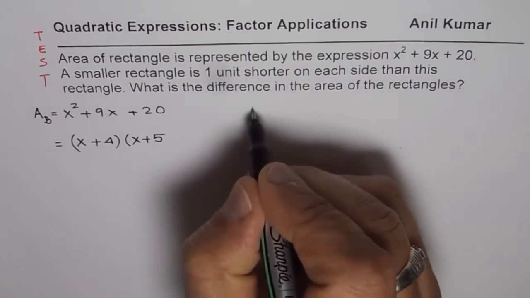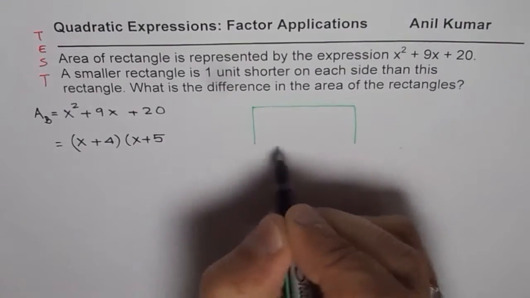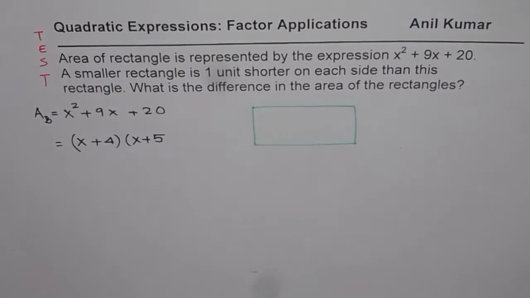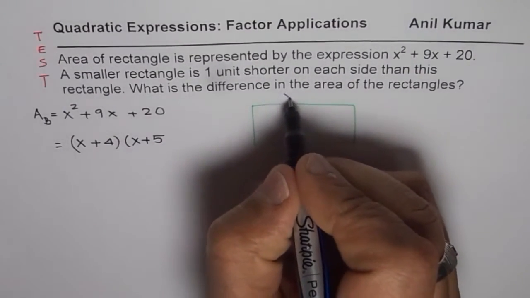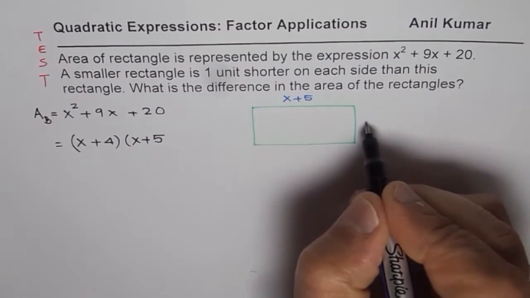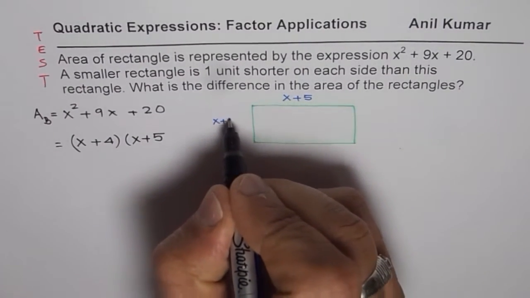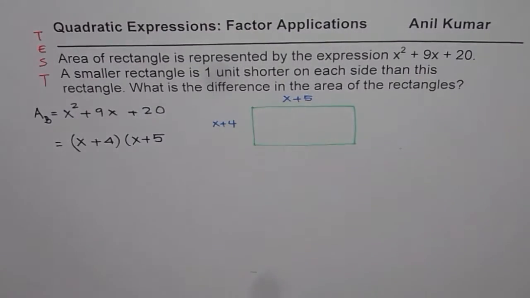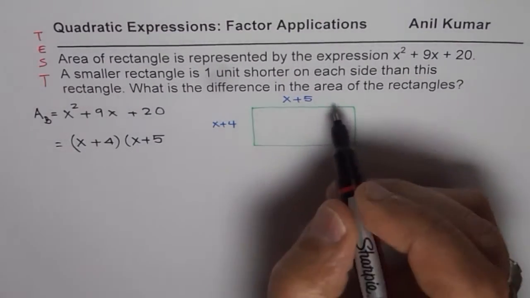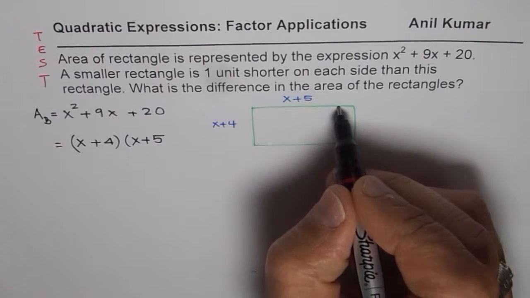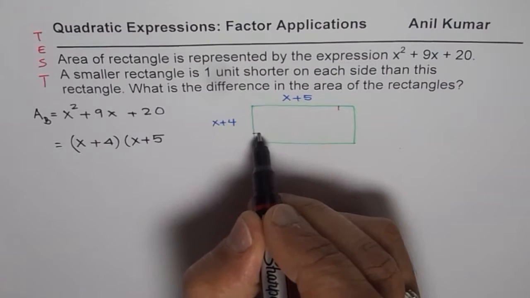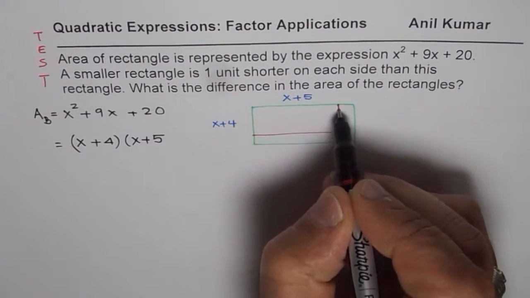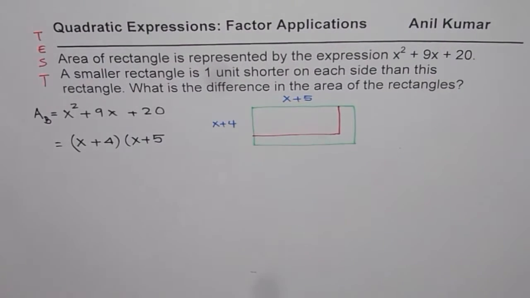So let us say the big rectangle is like this, where the sides are x plus 4 and x plus 5. So let us say this is x plus 5 and this one is x plus 4. Now the smaller rectangle is 1 unit shorter in length, and the width is also shorter by 1 unit. So the smaller rectangle is like this. Do you see that? That becomes the smaller one.